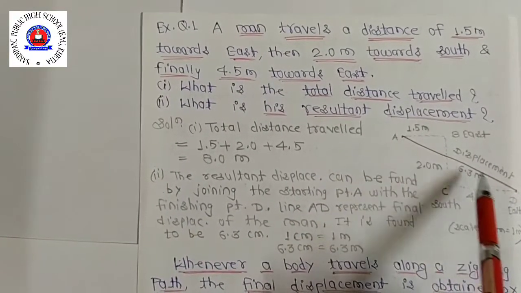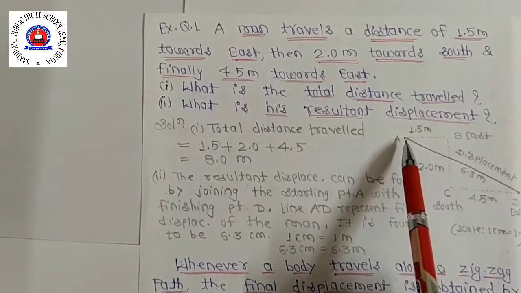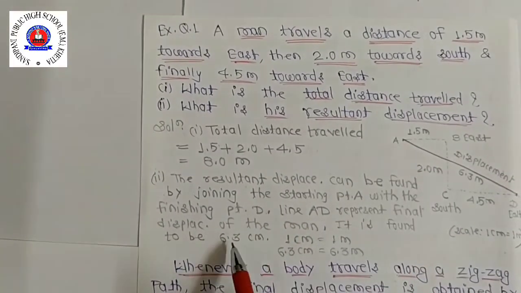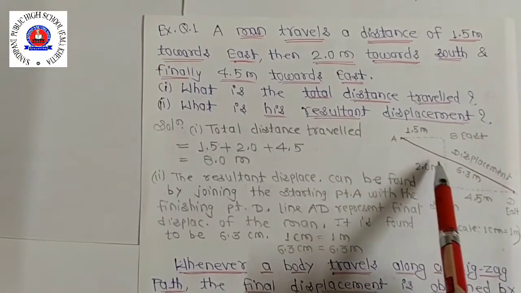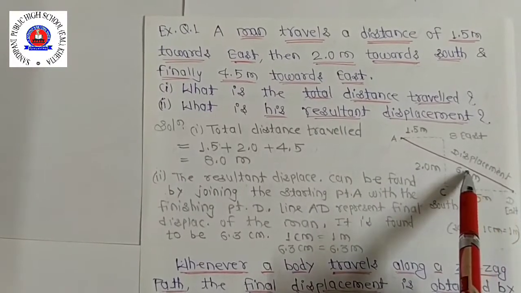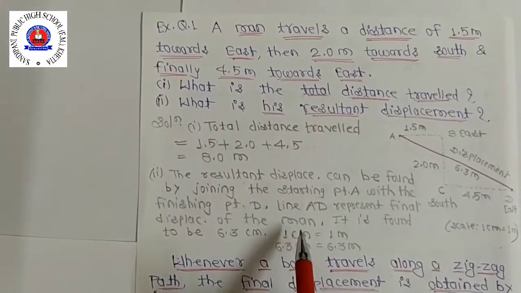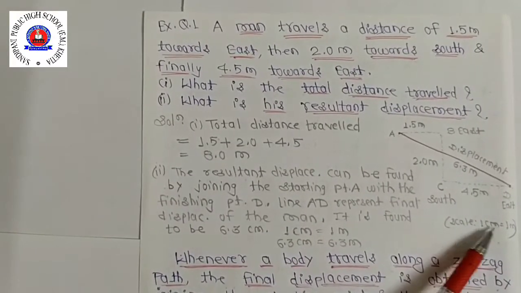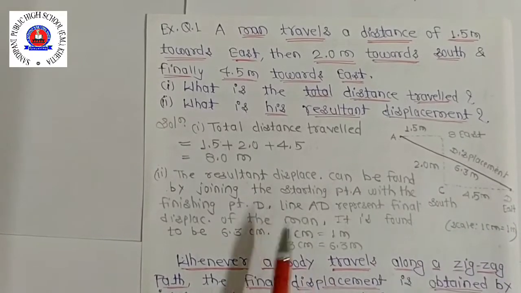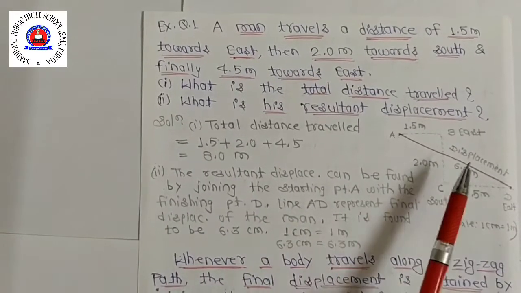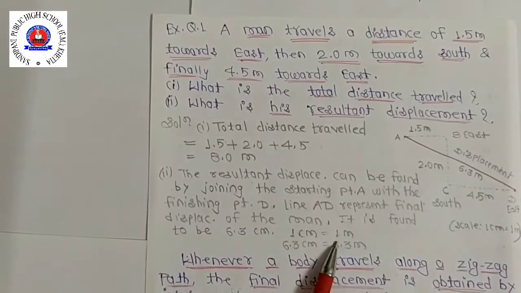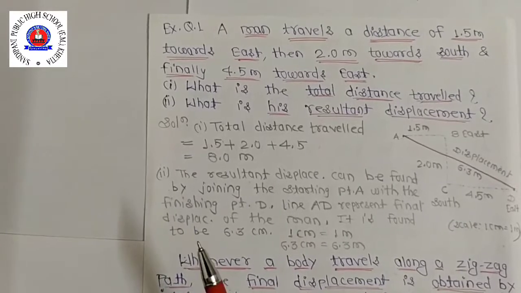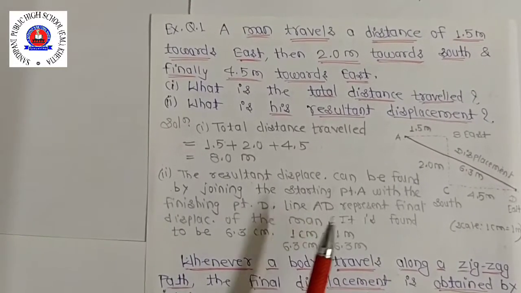Now this A and D, what is this? It is the shortest distance, meaning the displacement distance. OK, we got that it is found to be 6.3 centimeter. When you measure it with the scale, we get 6.3 meter. The scale you have to consider is that 1 centimeter is equal to 1 meter. So here 6.3 centimeter means what? 6.3 meter. Clear this one? So the final displacement as represented by AD is 6.3 meter.